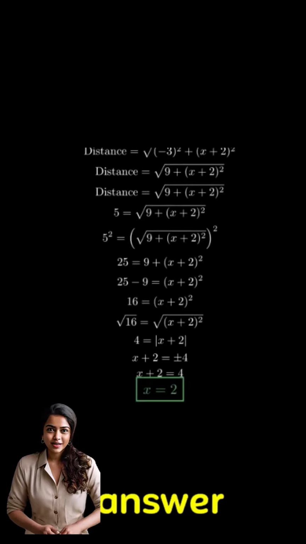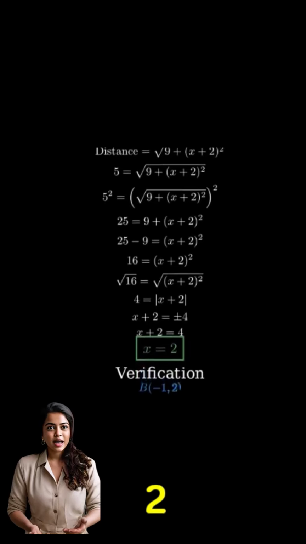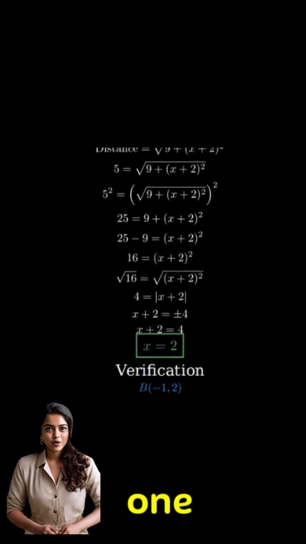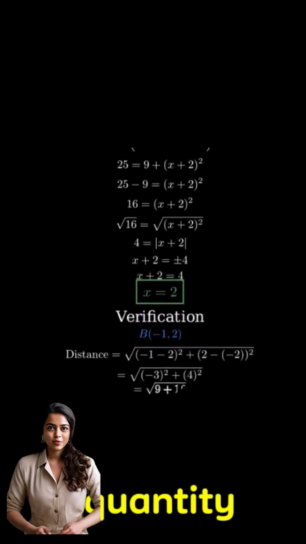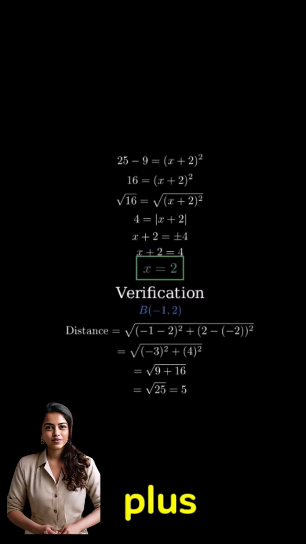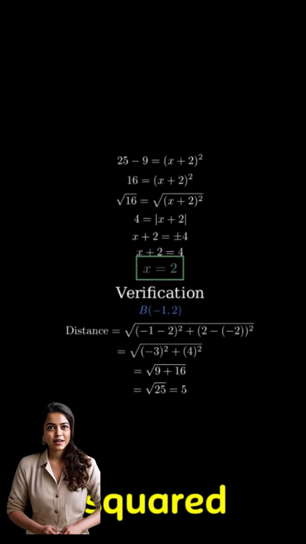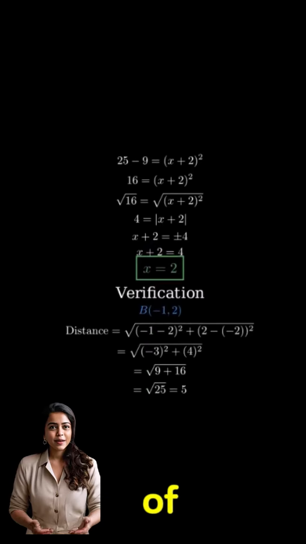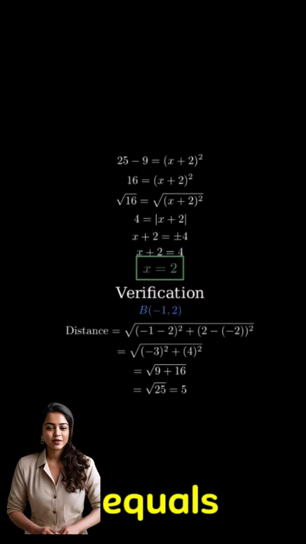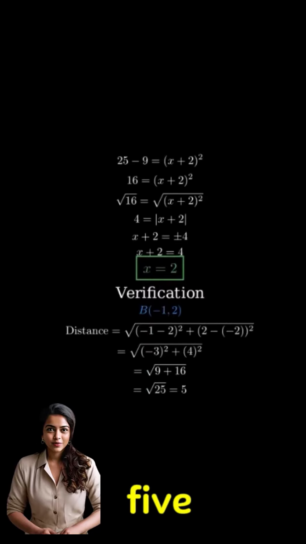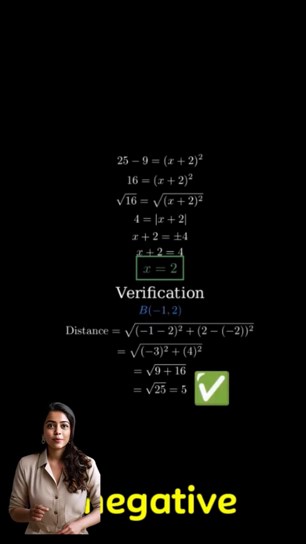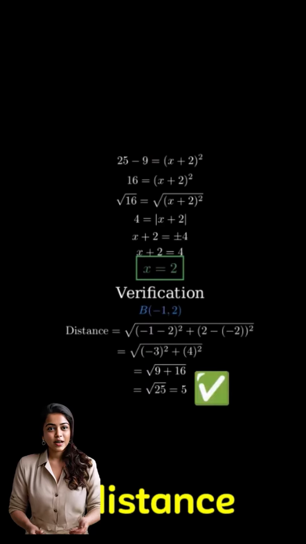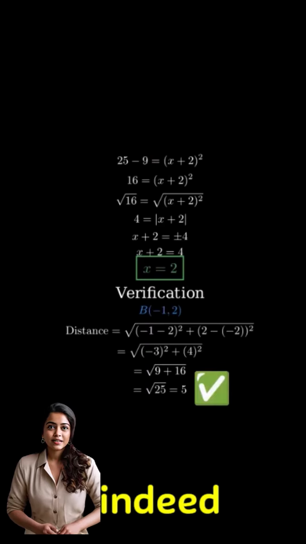Let's verify our answer by plugging it back into the distance formula. If x equals 2, then point B has coordinates -1, 2. Using the distance formula, we get the square root of the quantity -1 minus 2 squared, plus 2 minus -2 squared, which simplifies to the square root of 9 plus 16, which equals the square root of 25, which is 5. We can see visually on our coordinate plane that when B is at position -1, 2, the distance between A and B is indeed 5 units.